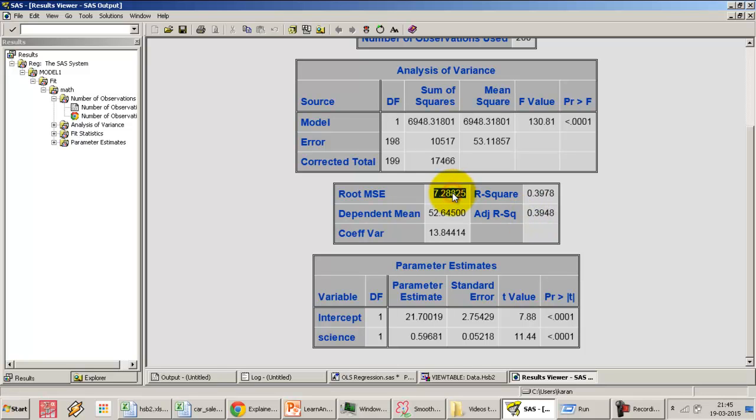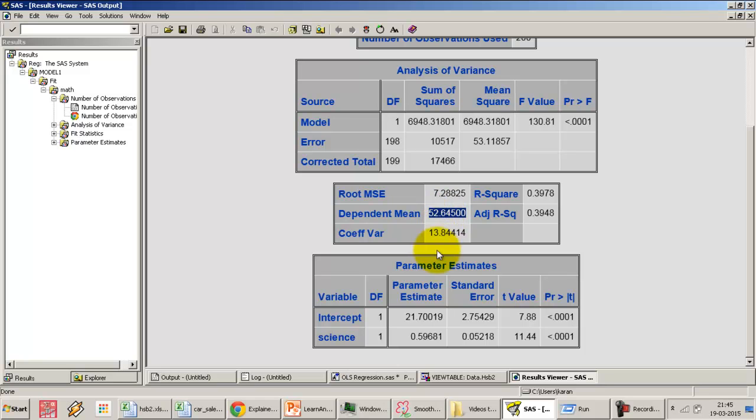The root mean square error, as I've explained, is simply the square root of the summation of the squared residual term. The coefficient of variation is nothing but root mean squared error divided by the dependent mean, and that was the goodness of fit table.